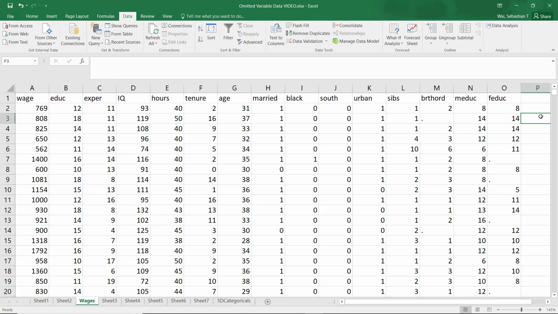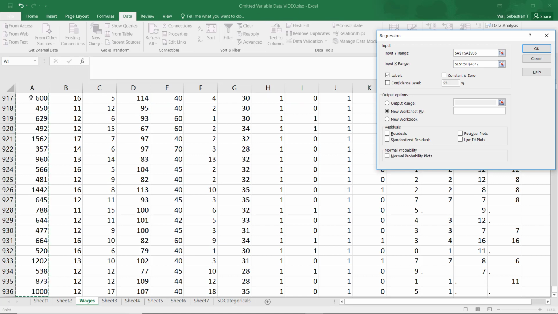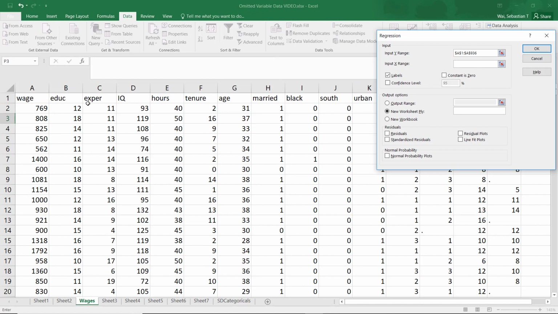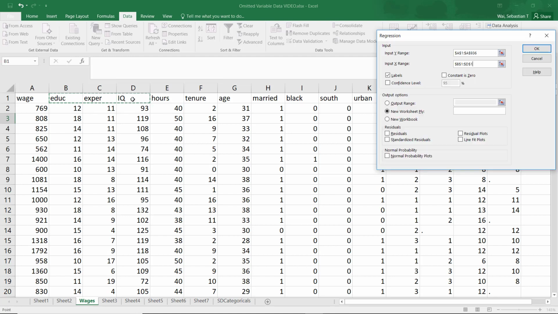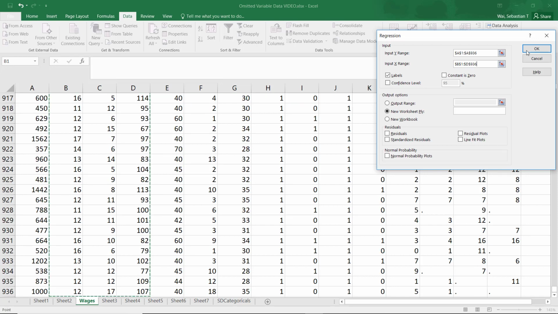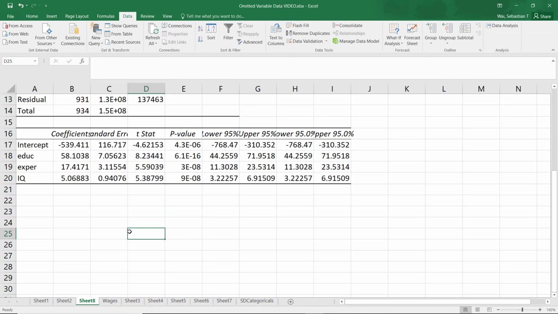Back over here in Excel, we're going to add IQ to our Mincer equation. We'll run the regression with wage as our dependent variable. And then I'm going to add as our explanatory variables education, experience, which we added in the previous video, as well as IQ, which is going to be our proxy for ability. Let's take a look at these results and compare them with the last regression.